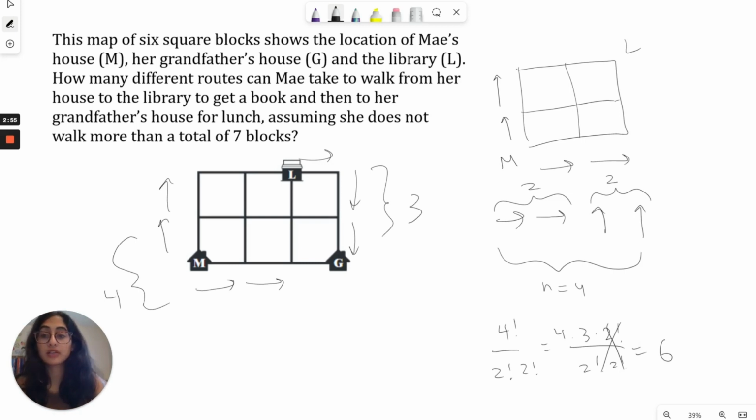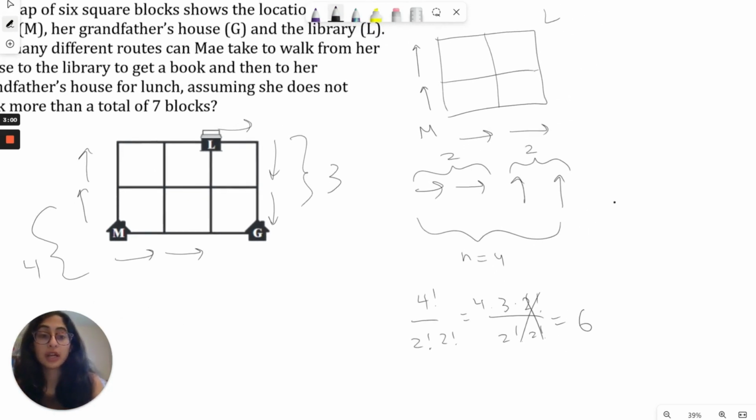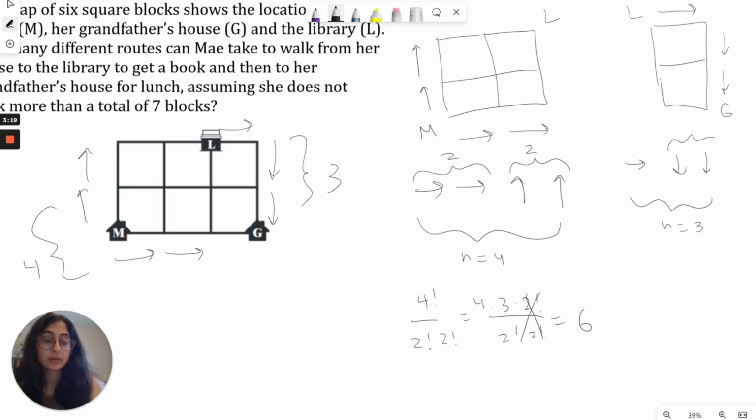Now, how many ways are there for May to do the next leg of this journey, to go from the library to her grandfather's house? Well, we could do the whole thing where there's 1 right and 2 downs, and we're just rearranging these arrows, which would give us, if we have 3 different objects and 2 of them repeat, 3 factorial divided by 2 factorial, which is equal to 3, right? Because that's just how the choose function works.